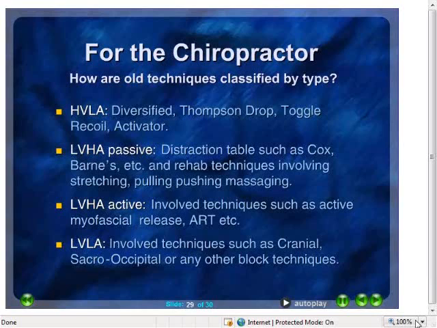HVLA techniques include diversified, Thompson drop, toggle recoil, and activator. LVHA passive techniques include distraction table, such as Cox, Barnes, etc., and rehab techniques involving stretching, pulling, pushing, and massaging. LVHA active techniques are involved, such as active myofascial release, ART, etc. LVLA are also involved techniques such as cranial, sacro-occipital, or any other block techniques.